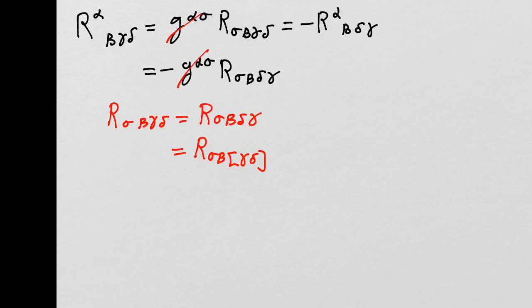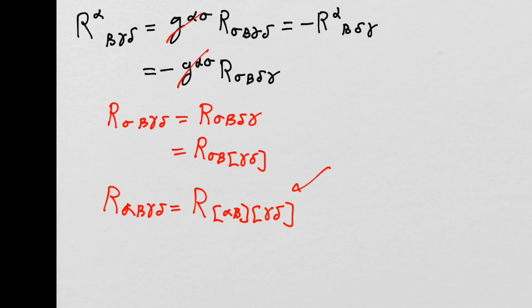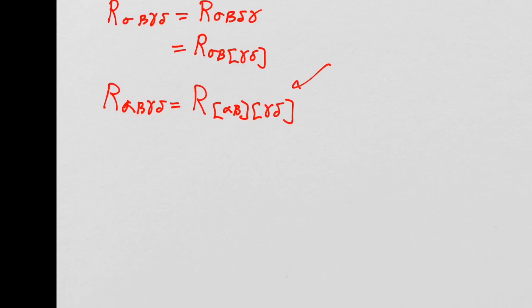And we can write that conveniently by saying R, I guess I'll go alpha, beta, gamma, delta, is R alpha, beta, gamma, delta. But what is this? So that would tend to say that it's antisymmetrized in the first two, and is antisymmetrized in the last two. But this has a literal meaning. And let me write down that literal meaning.